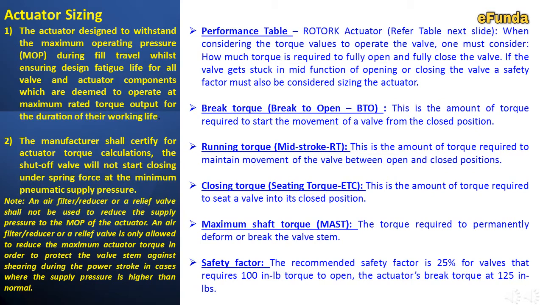Safety factor: the recommended safety factor is always 25%. For valves that require 100 in-lb torque to open, the actuator break torque should be 125 in-lbs. These are some of the key terminologies one should understand while considering the actuator sizing.